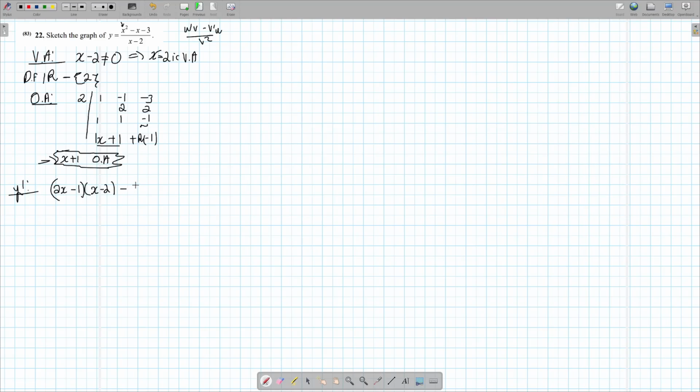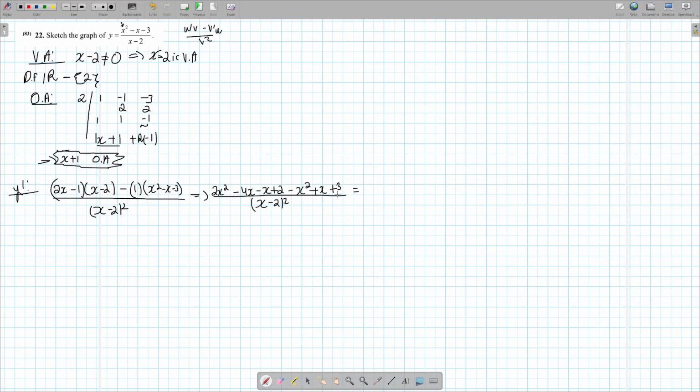Minus v prime u. v prime is the derivative of x minus 2, so it would just be 1. u would be the numerator, x squared minus x minus 3, all over v squared, so x minus 2 squared. So you're going to get 2x minus 1 times x minus 2: 2x squared, 2x times minus 2 is minus 4x, minus 1 times x, minus 1 times minus 2 is plus 2, minus x squared. You distribute the minus inside. Ignore the 1, because who cares about the 1? Plus x plus 3, all over x minus 2 squared.